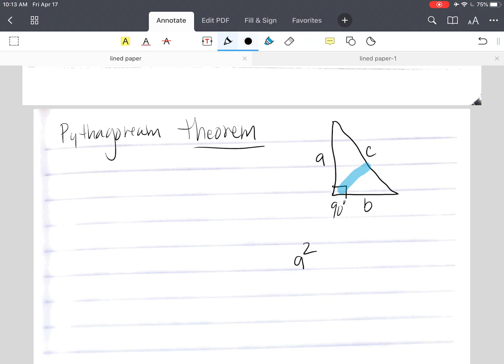the side A, if you multiply it by itself, and you add it to the other side squared, right? If you multiply it by itself, it equals the longer side squared. A squared plus B squared equals C squared. This is always going to be true as long as it's a right triangle. Always.